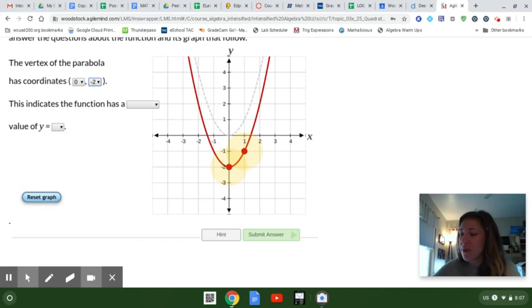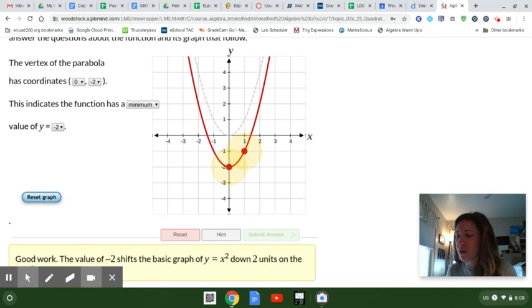But a minimum means a lowest value. In the case of this parabola, if I look down, do we go down to negative 4? No. Do we go down to negative 3? No. The lowest we go, this parabola does indeed have a minimum. The lowest that this parabola goes is negative 2. So its minimum is actually right there at the vertex, a minimum of negative 2. I'll submit that answer. There we go. A minimum at y equals negative 2.